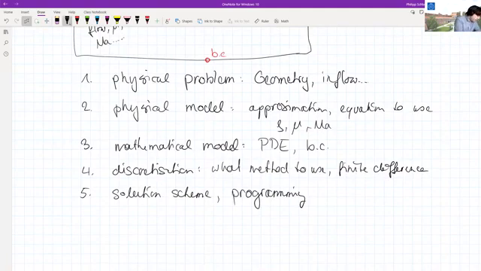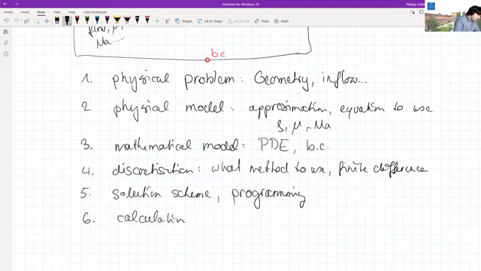Once I have programmed it, then of course at some point I need to do a calculation. And this calculation can be done on a laptop, on a workstation under your desk, or on a supercomputer with thousands or millions or whatever number of processors. And this calculation may take overnight, it may be a few weeks that the computer runs, or it can be a few months for a single calculation.